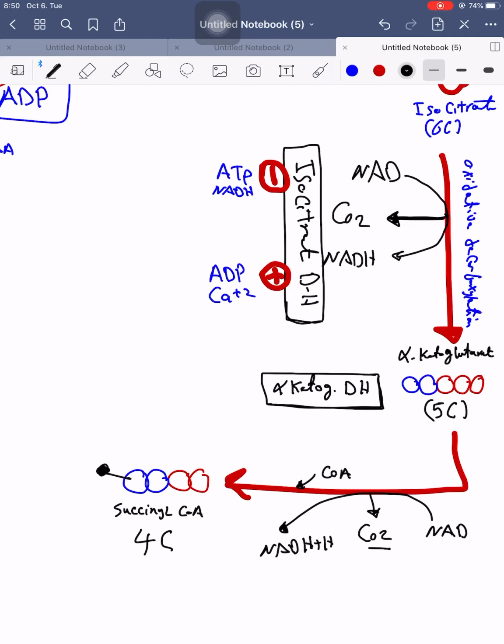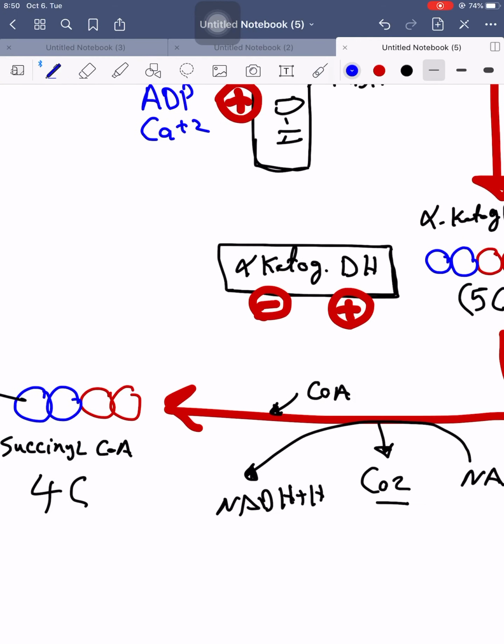Again, we need to know what factor activates and what factor inhibits. Don't forget what factor inhibits and what factor activates. The factors which inhibit, again, are the energy signals, especially what? NADH and succinyl coenzyme A. So we're talking here about NADH and the succinyl coenzyme A, and it's activated by calcium. This one is activated by calcium.